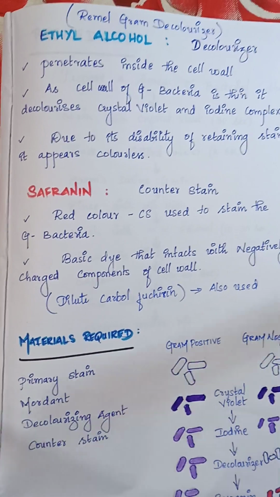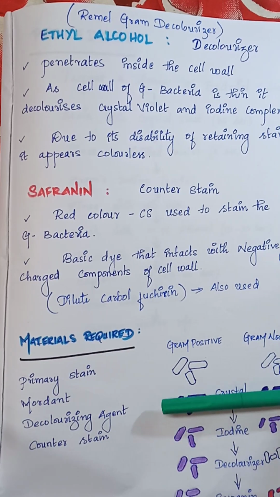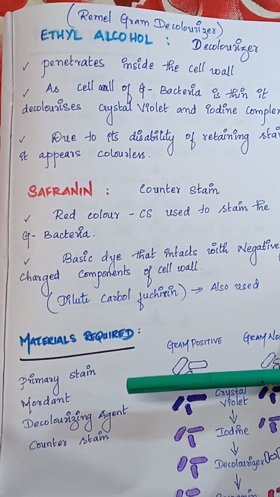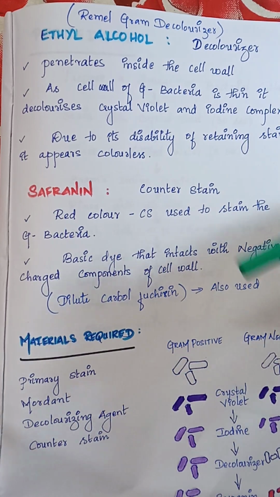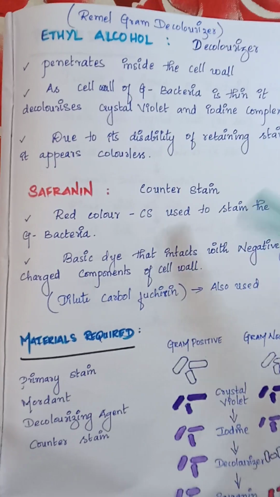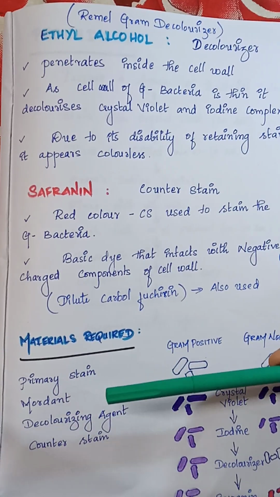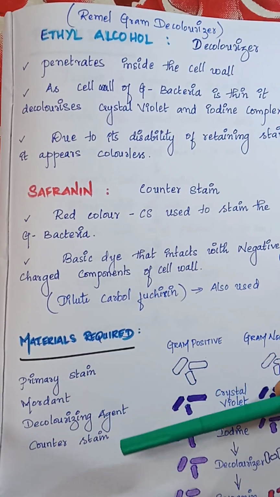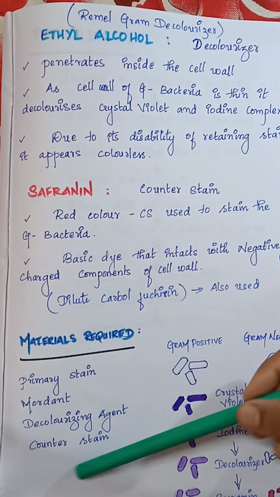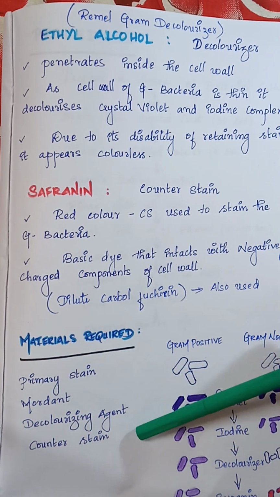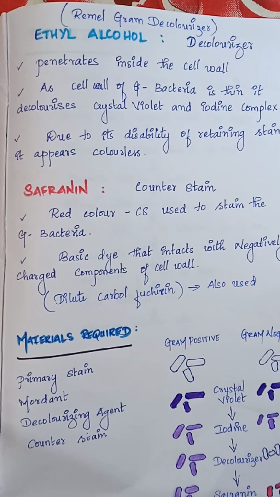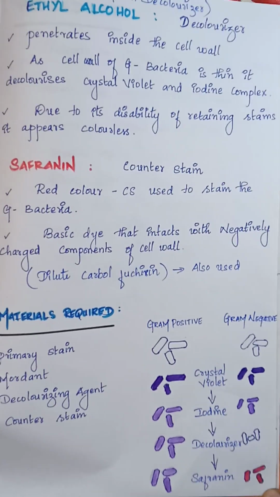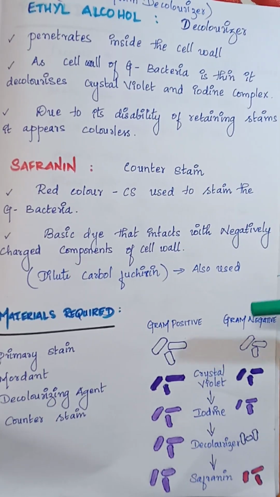Understood. Now let's see what are the materials required here. We'll have to use a glass slide and a bacterial smear. We have to prepare a bacterial smear on a glass slide, and we'll be using a primary stain, a mordant, decolorizing agent, counter stain. These are the major materials required. Okay. Now let's see the difference appearing when we do the staining process.